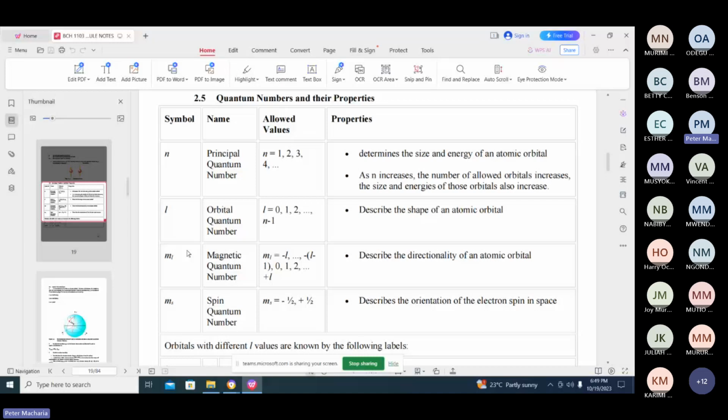Now, when you go to P, L takes the value of 1, right? So it will have as orbitals negative 1, 0, up to 1. That is why there are 3: Px, Py, and Pz.